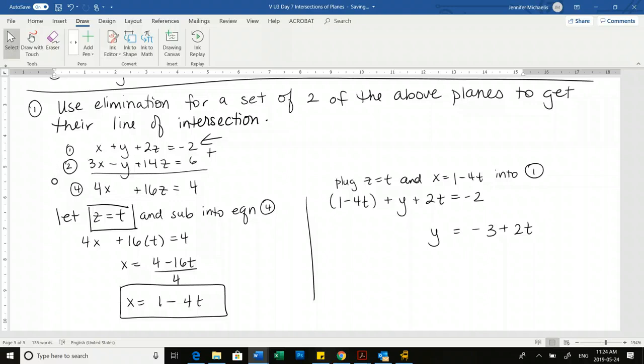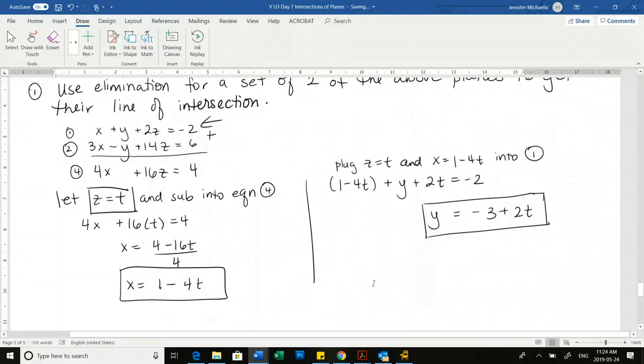Is that what you got as well, Aiden? Or did you get something different? Yeah. Okay, and you plugged it into equation 2. Yes. Okay, so we end up getting the same thing. Perfect. Will that always happen? I mean, it is the same line of intersection. So if we think about it, we should get that last point the same, right? Yeah, for the direction vector and position vector.